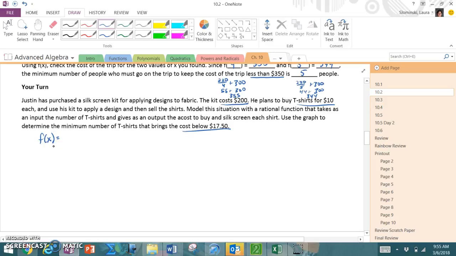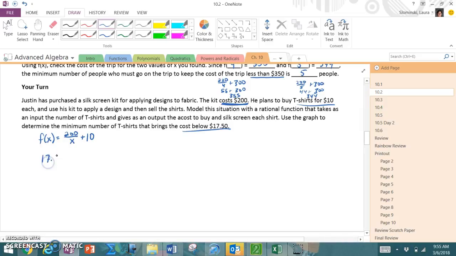Okay, so when I go to write my function, again, I'm always going to have two numbers. One that you can take that cost and divide it over a bunch of things. So like in the last example, it was the car. We were going to divide the cost. Well, in this case, we only pay the cost of the kit one time. So every time I print a silkscreen shirt, I can divide that cost amongst those shirts. So I'm going to do 200 divided by x, but then plus I have to pay $10 for every single individual shirt. So this should be our equation. f of x equals 200 over x plus 10.